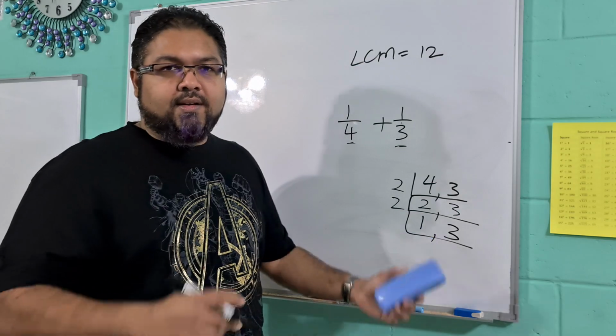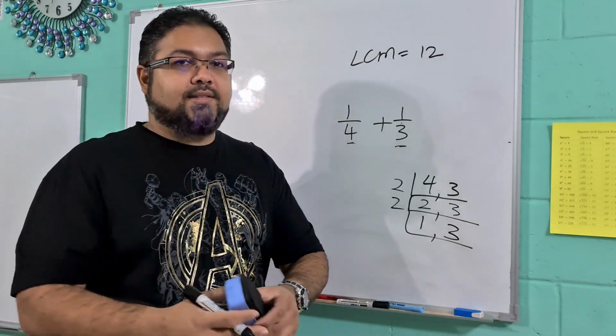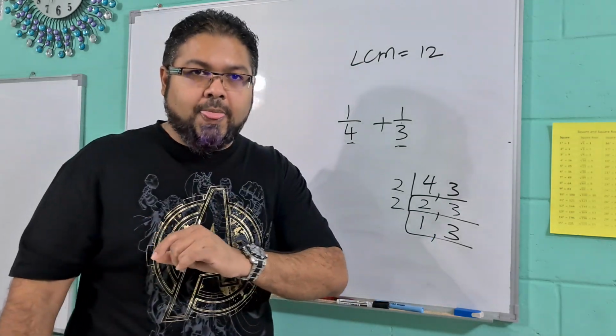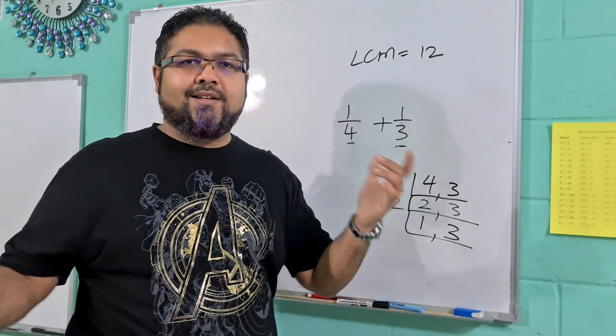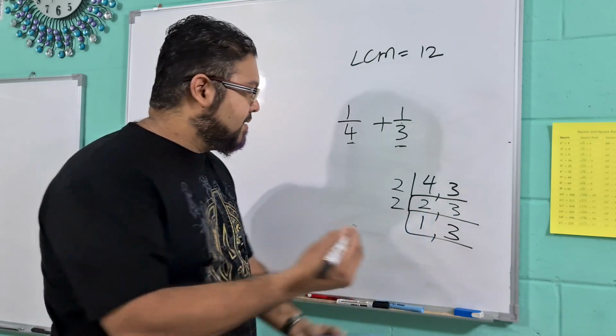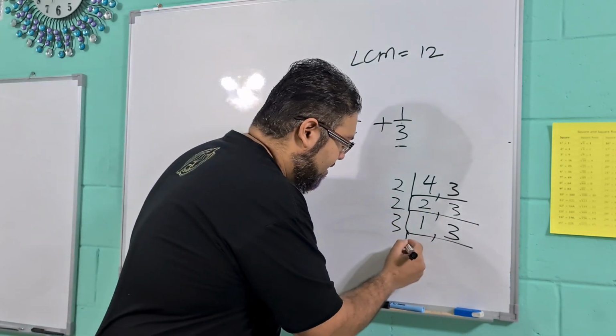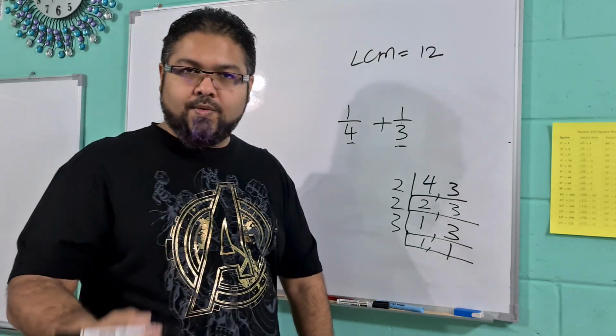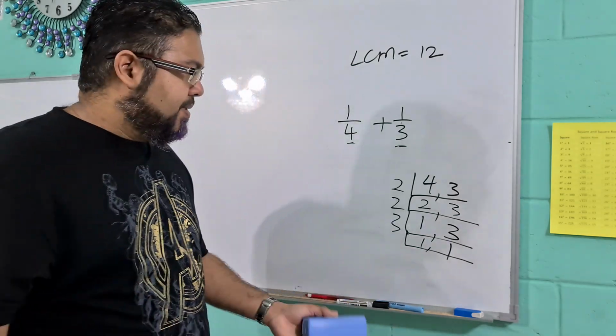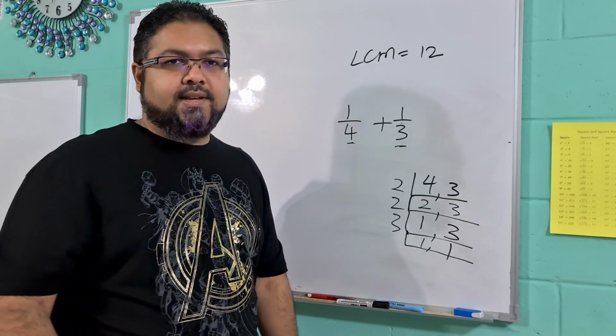And once you see 1, that's it. You stop for that particular number. But 3, the lowest number that can be divided by 3 without leaving a remainder, is 3. So we have 1, and we have 1. You guys see how simple, methodical that is? We don't have to do any guessing or anything like that.